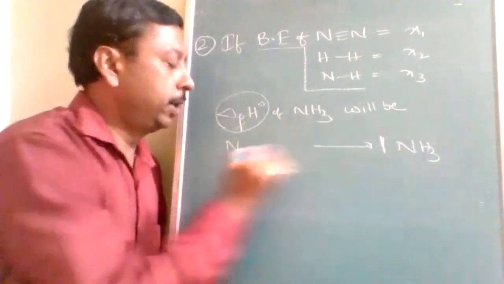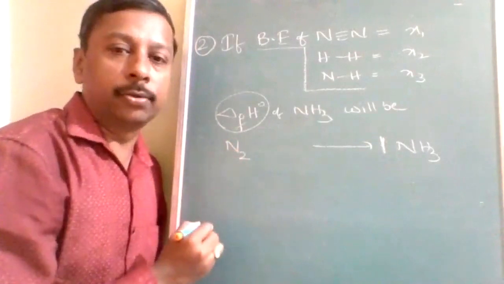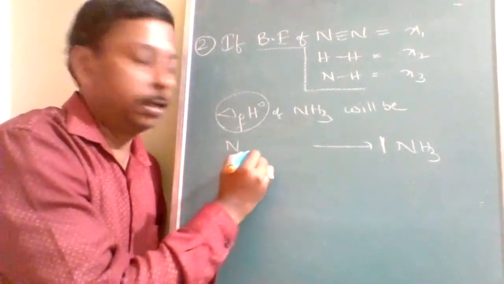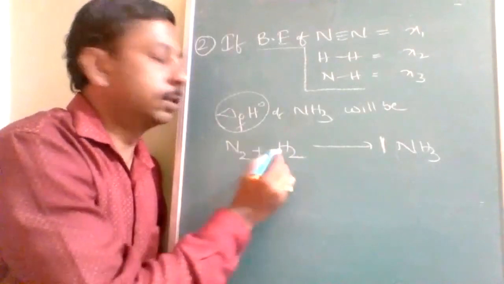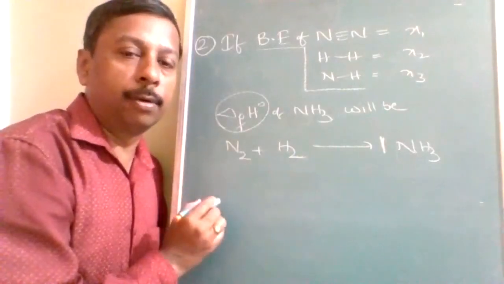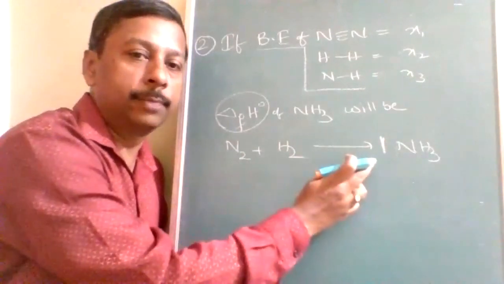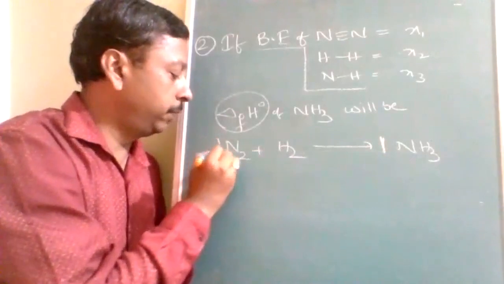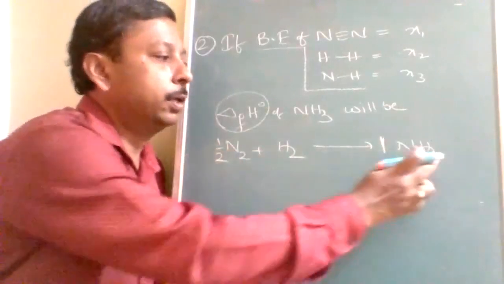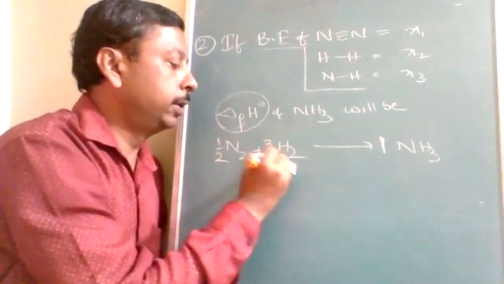See, only one nitrogen is there, but in the elementary state it is going to be N2, and hydrogen is going to be H2. You can keep these as fractions, no problem. But the product should be how many moles? Only one mole. So here only one nitrogen is there, obviously 1 by 2 N2, and 3 hydrogens are required, so 3 by 2 H2.